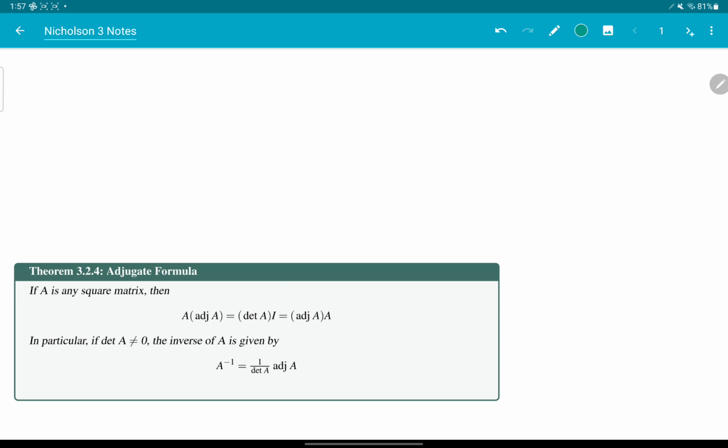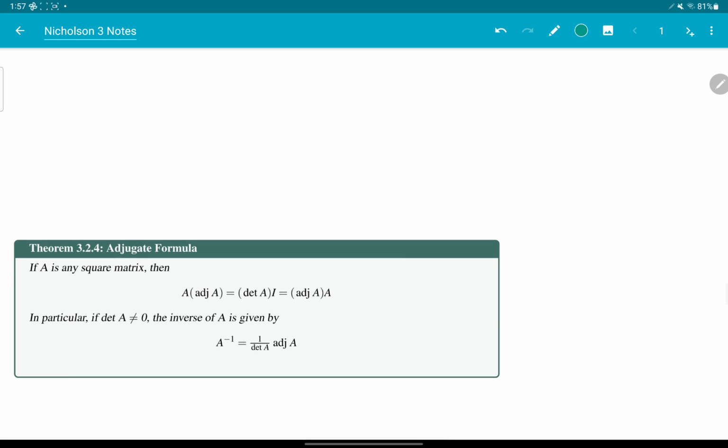Now, if the determinant is non-zero, then, as we've seen, the matrix is invertible, and we can solve this thing. You can take this equation here. You have A, adjugate A is this guy times I. Now if I solve for A inverse, I get this equation here. All right.